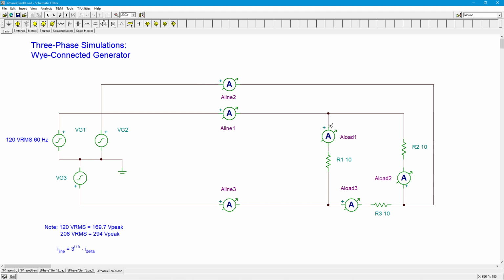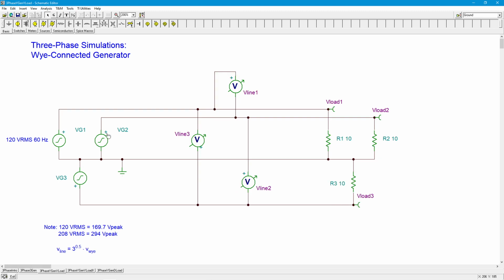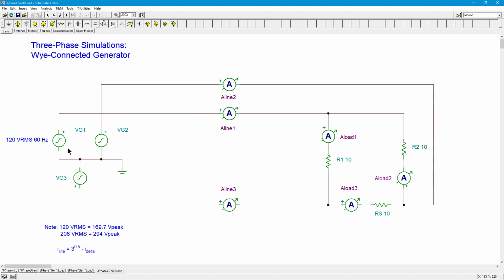Of course, the delta load resistors see the line voltage rather than the generator voltage in this configuration. So whereas before there was this one-to-one correspondence, where this generator drove this resistor, that's not really the case anymore. Before, you would have known that it had 120 volts across that. Now, this thing is connected.